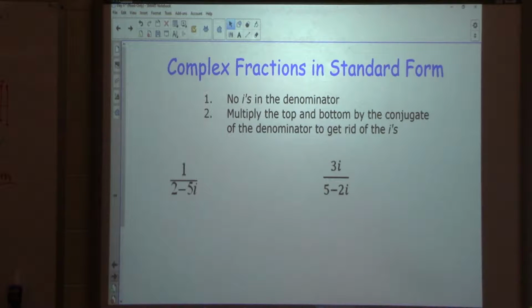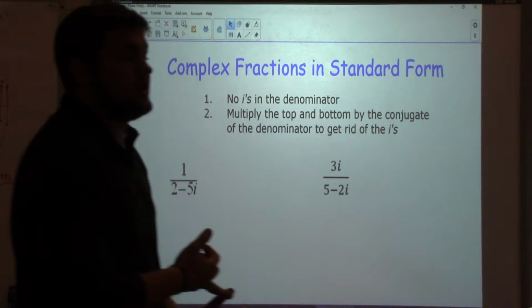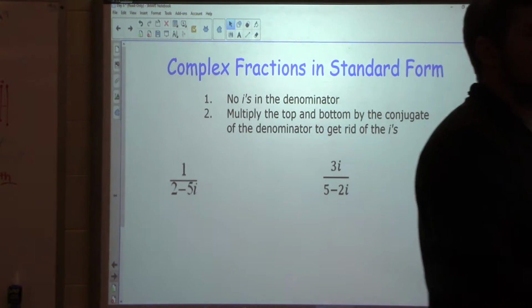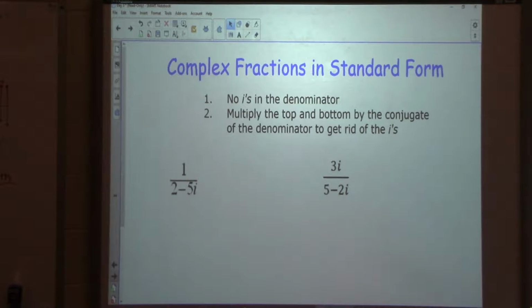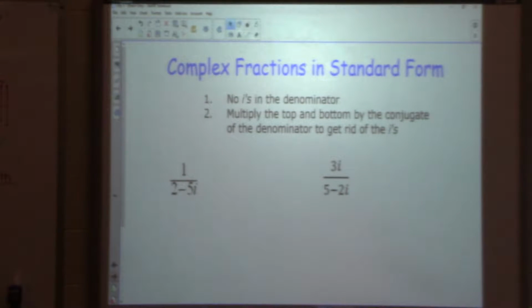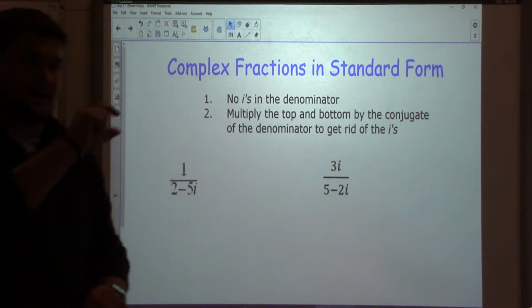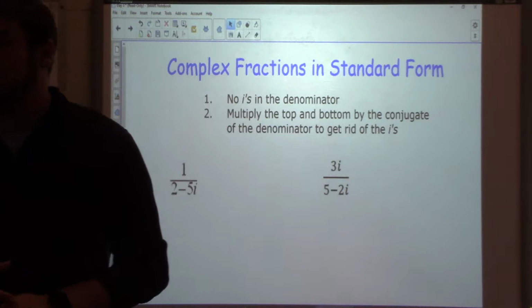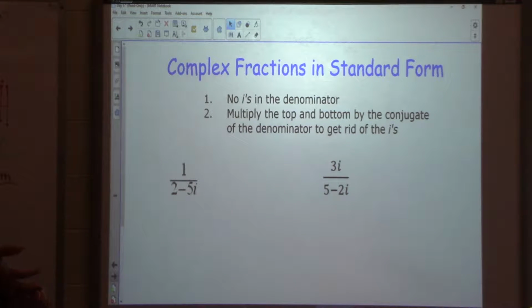But if it's ever a fraction, we want to rationalize it, which means we're going to make sure there are no i's in our denominator. Imaginary numbers in your denominator are not a good thing. So when we write our final answers, we need to make sure there's not an imaginary number in it. We call that rationalizing. So if it ever says on a test or on the homework, rationalize, it means get rid of all your i's in your denominator. Alright?